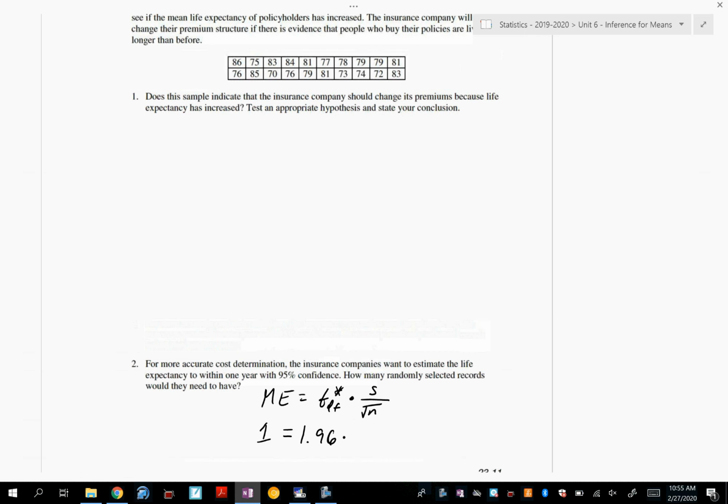If you want to follow along in the calculator, all I'm doing is going to data, and I'm typing in these 20 numbers. You don't have to do it. I will be done in 30 seconds.